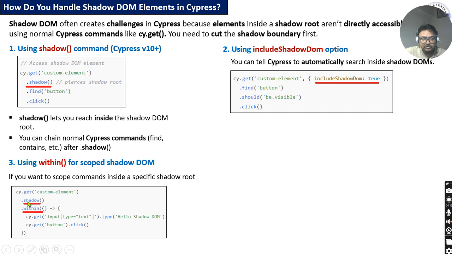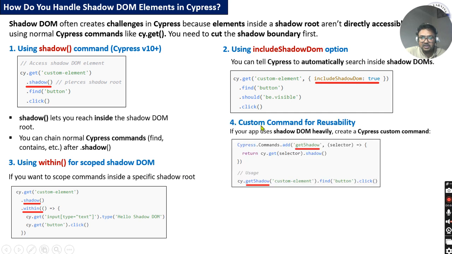So how you can use it: cy.get shadow within, cy.get input hello shadow, type this one into the text box, then click on the button. So these two actions we are doing within this particular shadow. First we locate the input, then we type something, hello shadow DOM, then we locate the button and we perform the click. So first using the shadow command, using the include shadow DOM option, then using within for scoped shadow element.